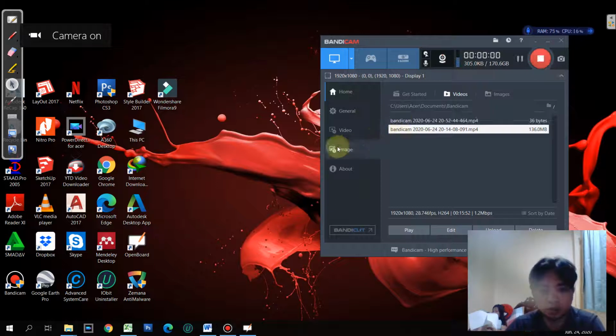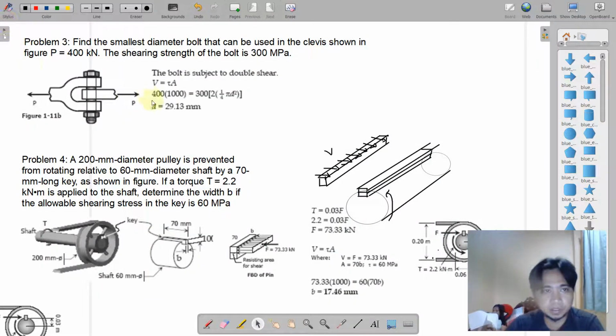Okay, so welcome back. We are going to have now our third and fourth problem for the shear stress.